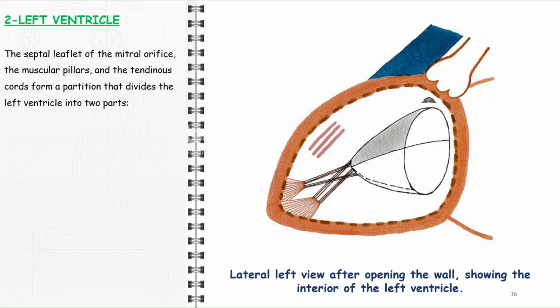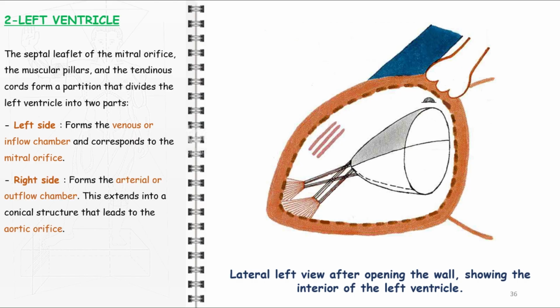The septal leaflet of the mitral orifice, the muscular pillars, and the tendinous cords form a partition that divides the left ventricle into two parts. The left side forms the venous or inflow chamber and corresponds to the mitral orifice. And the right side forms the arterial or outflow chamber. This extends into a conical structure that leads to the aortic orifice.